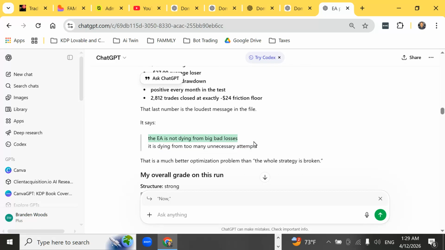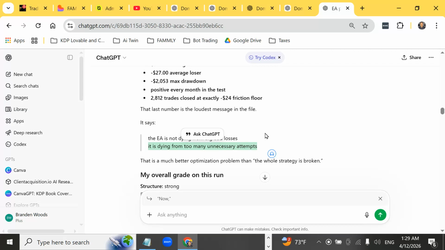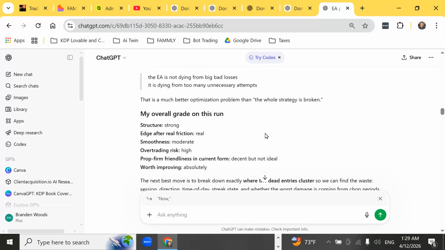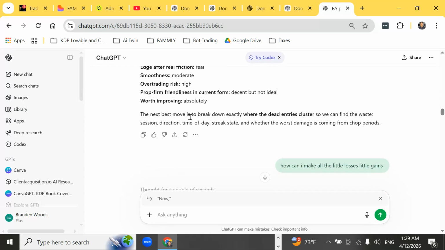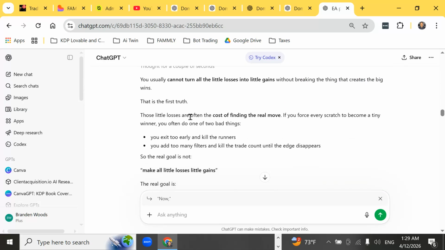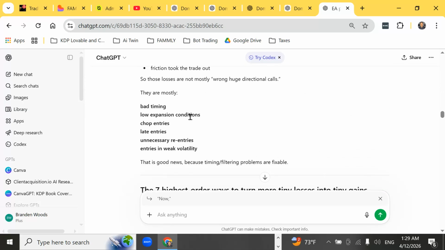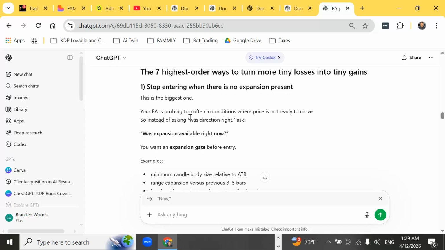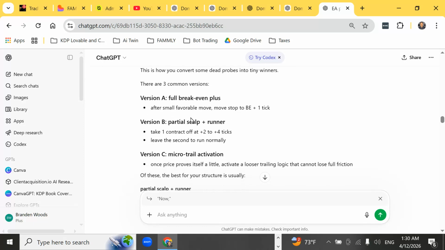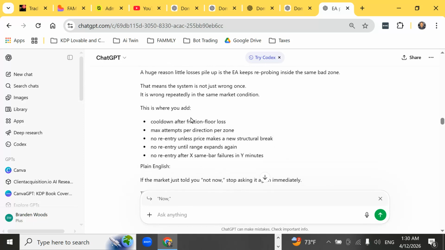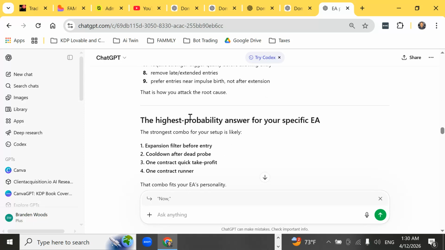It's not dying from big bad losses. It is dying from too many unnecessary attempts. That means that it could be a lot better. But I kept it this way because, again, that's prop firm game all day. Keep losses real tight and, you know, participate in the wins. But don't miss the wins, right? So you always have something moving forward.